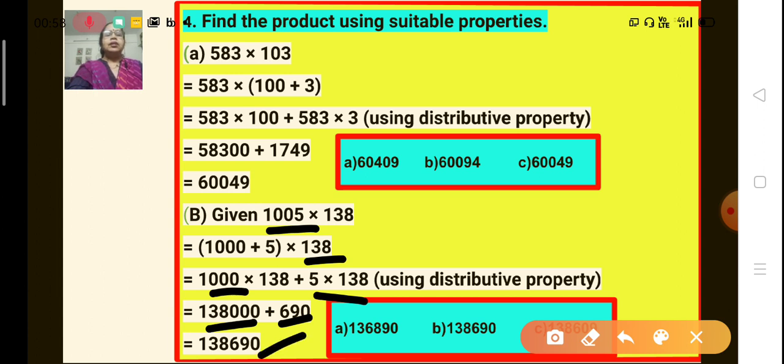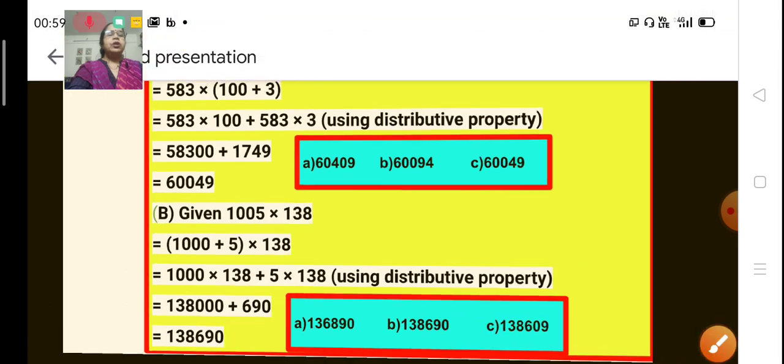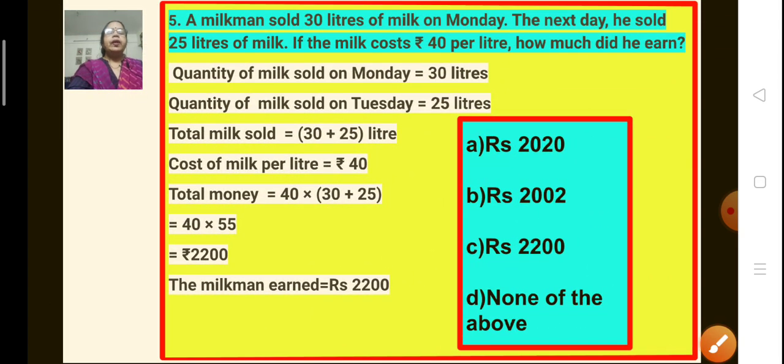Then we get the numbers 1,38,000 and 690, and when we add them, what do we get? We get 1,38,690. And where is this option? Here we have this option as the answer. This way you are going to solve the problems. Now we have some word problems also.